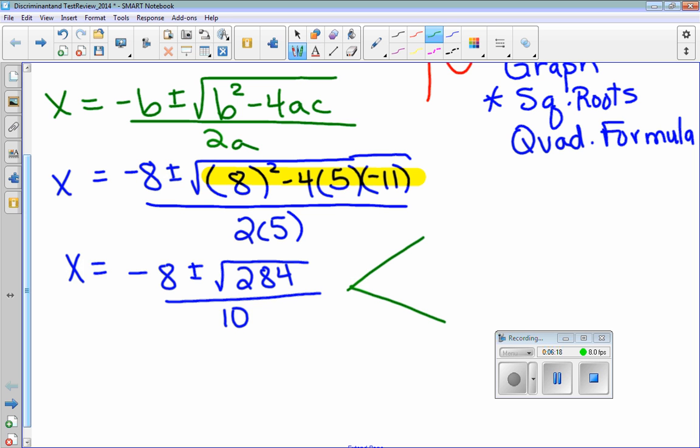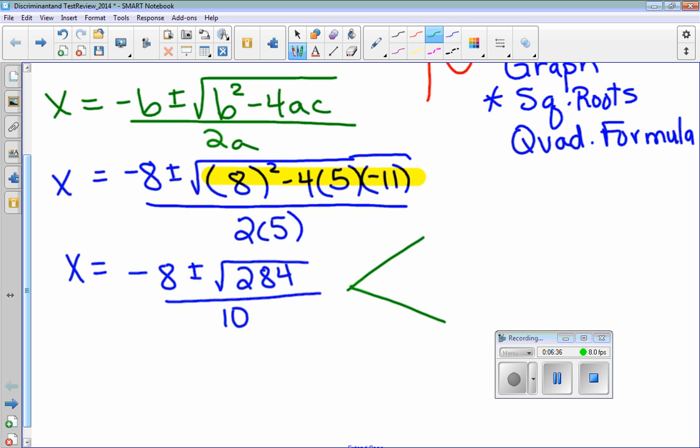All the ones that you were supposed to do from homework last night were perfect squares, okay? Which means they simplified exactly. This one does not. So you're going to get what kind of an answer? A decimal, and that's okay. So often we get decimal answers.